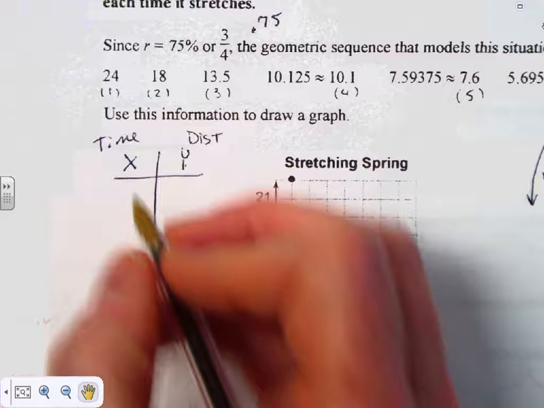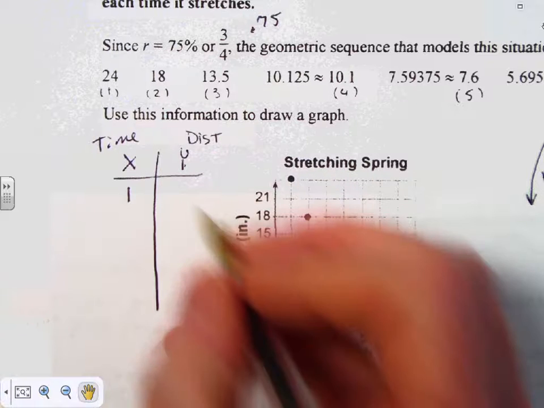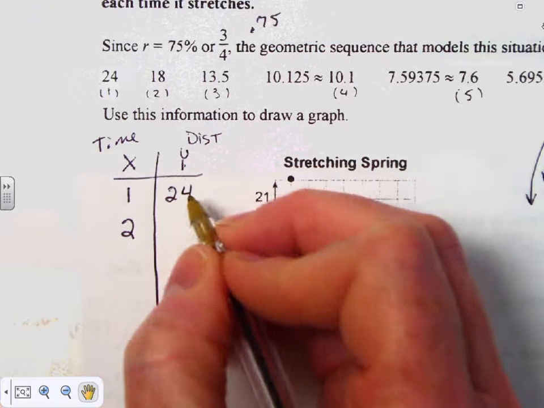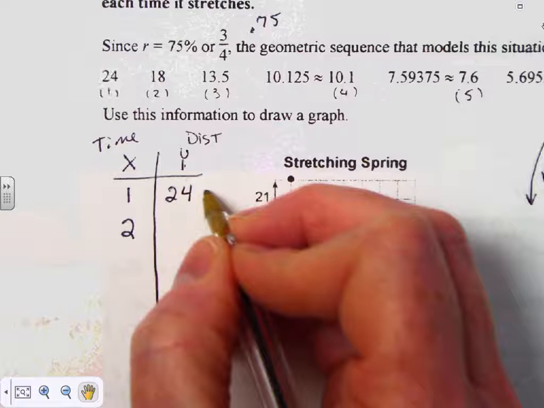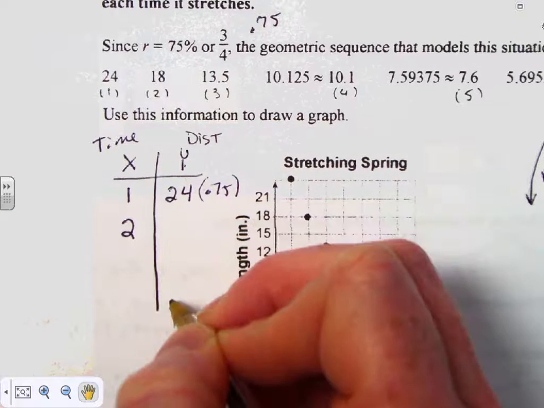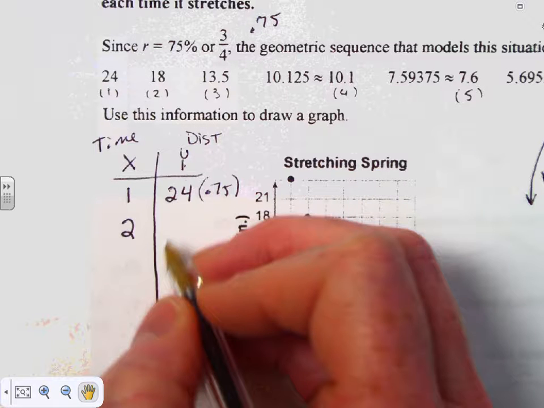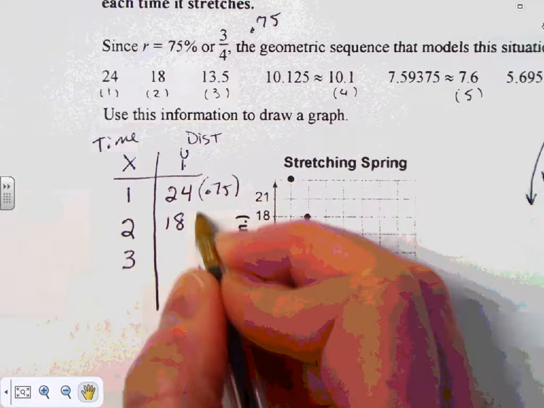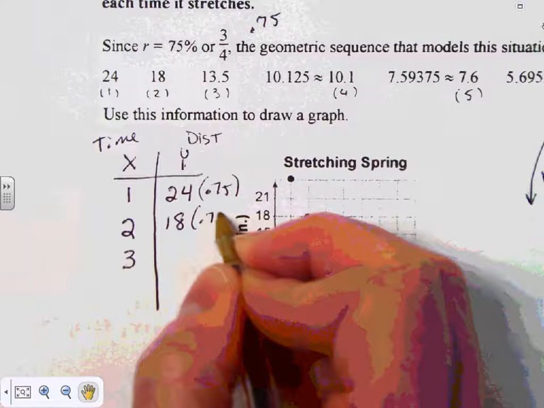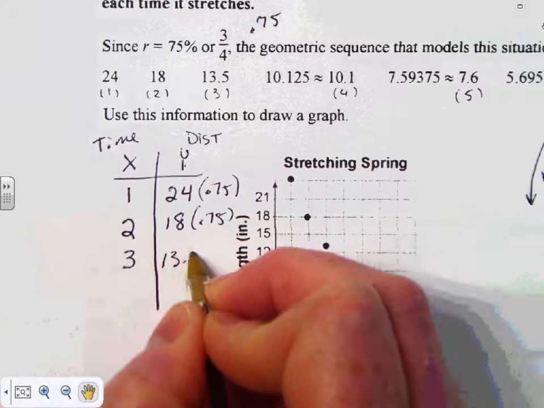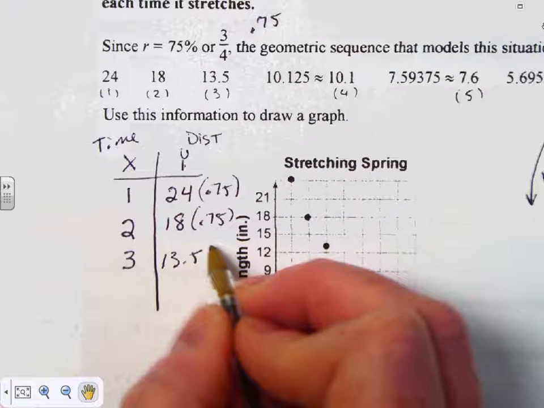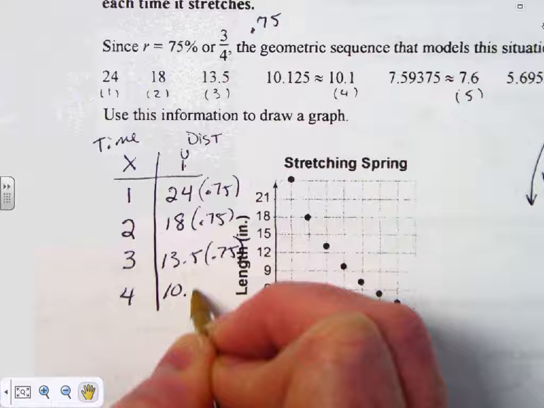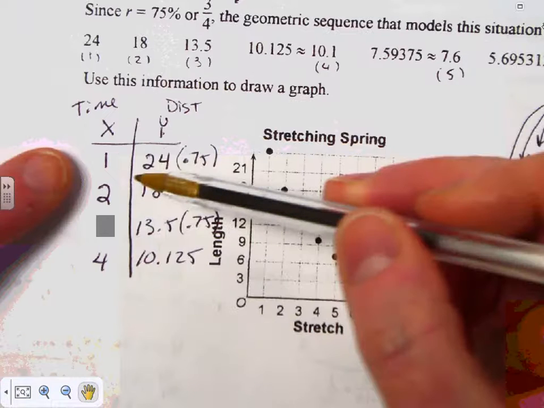So on the first try, they told us it went 24. On the second spring back, it went 75% of this. So we could times this by 0.75 and get that answer. What'd you get? 18. On the third bounce, it went 75% of the previous bounce. 13.5. And we'll do one more and then we'll be done. 0.75. The fourth bounce. 10.125. And so now all we have to do is graph this.